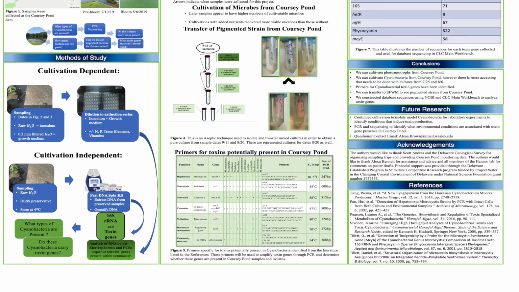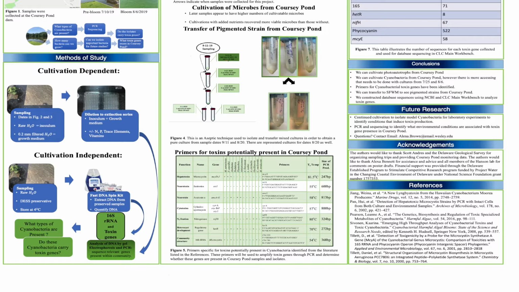So for my methods of study, like I said, we developed two methods of analysis, cultivation dependent and cultivation independent. So for my cultivation dependent, we had samples from Coursey Pond collected, and we wanted to run a dilution to extinction series, where we have inoculum plus any growth media, which was nitrogen, phosphorus, trace elements, and any vitamins. And this analysis will allow me to observe through sequencing any of the positive PCR products that we obtain.